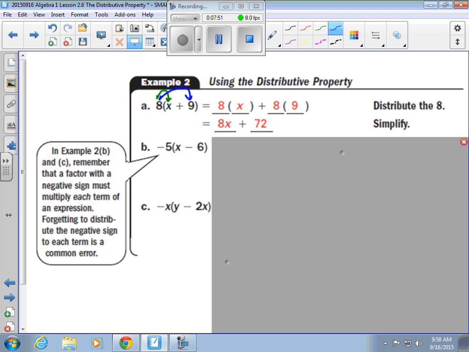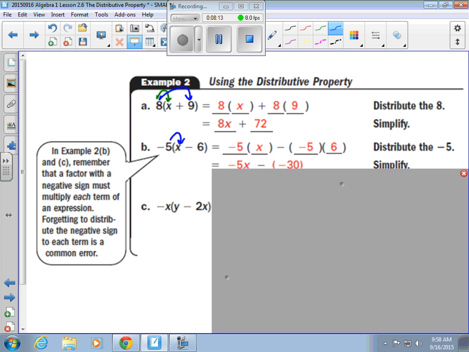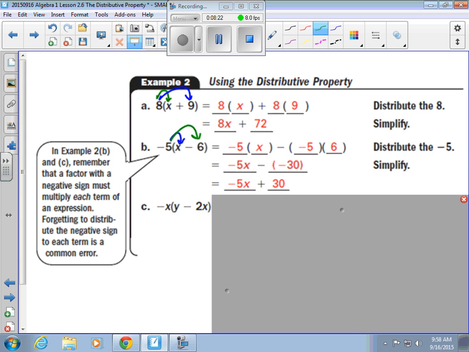Negative 5 times x minus 6. Notice off to the side it says example 2 B and C. Remember that a factor with a negative must multiply each term of an expression. And this is the most common mistake. People will multiply negative 5 times x, and then they'll multiply the 5 times negative 6, and they'll lose that negative at the beginning. So negative 5 times x is going to be negative 5x, and negative 5 times negative 6, a negative times a negative is going to be a positive 30. So we have negative 5x plus 30.